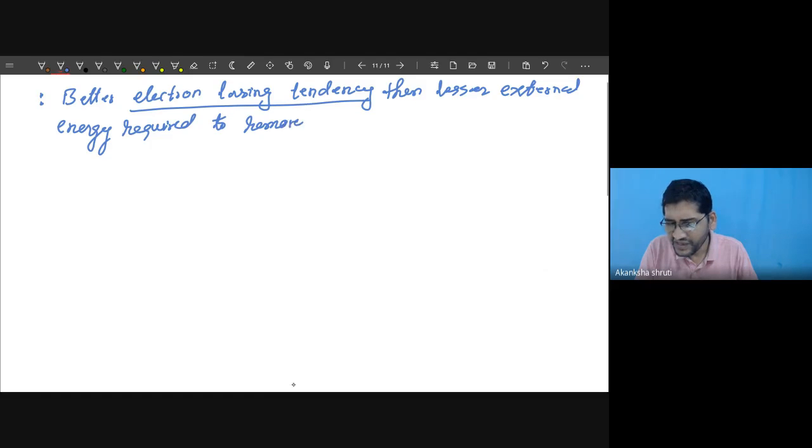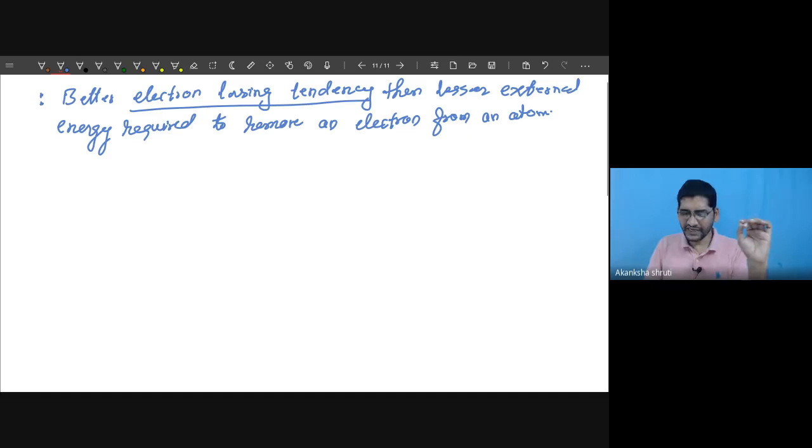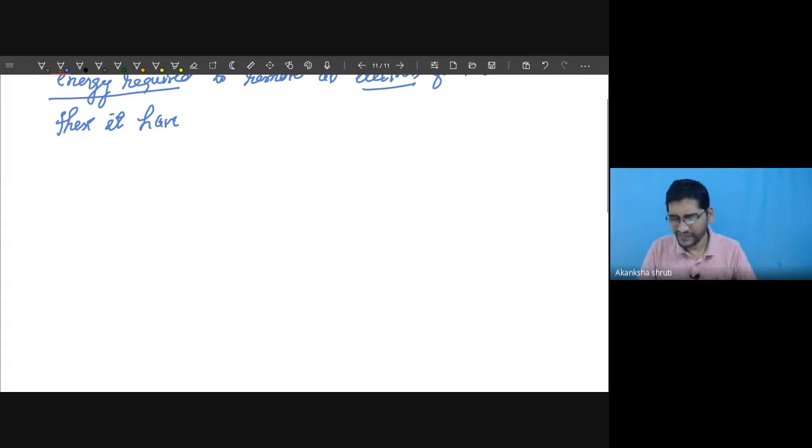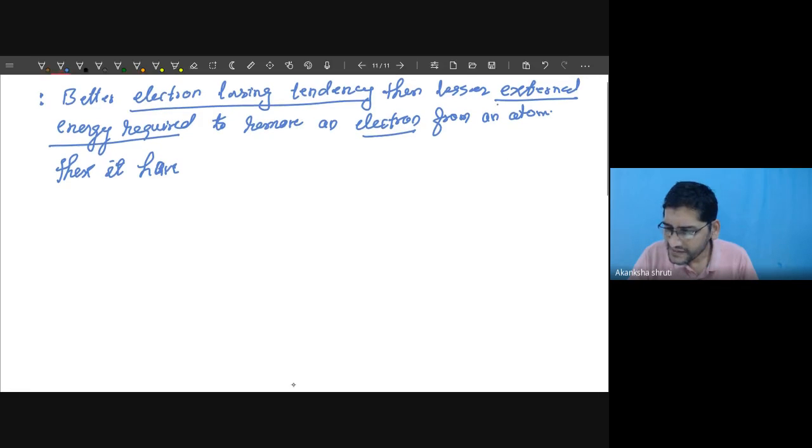remove an electron from an atom, and if this electron is removed by supplying external energy in the gaseous phase, that is called ionization potential. Therefore, the external energy required is lesser. How much external energy is required, that itself is called ionization potential.